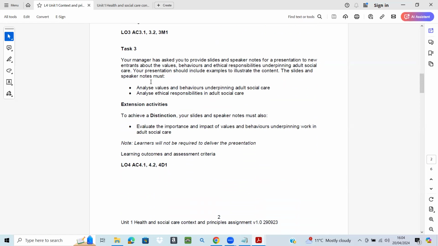The slides and speaker notes must analyze values and behavior underpinning adult social care, and we need to analyze ethical responsibilities in adult social care. So now here we will follow the command verbs, the keywords, and also we have to make slides. How will we make slides? We will make slides using Microsoft PowerPoint, and those slides should have speaker notes as well.